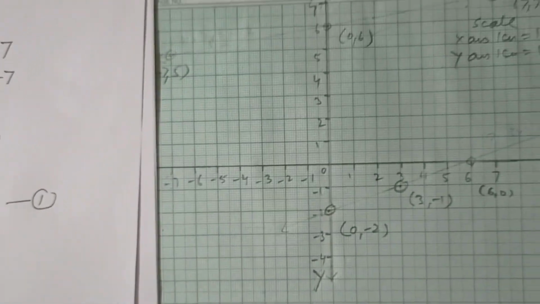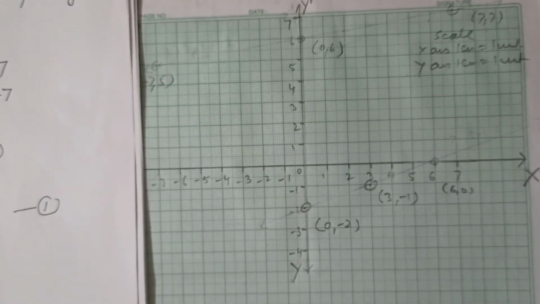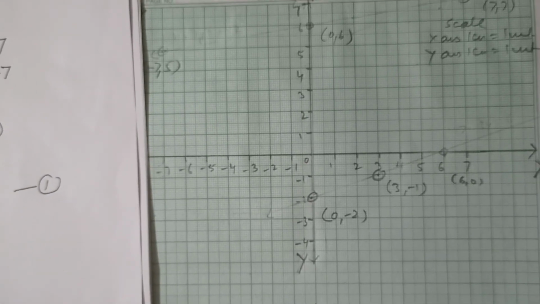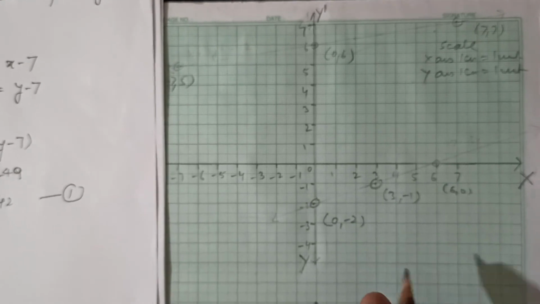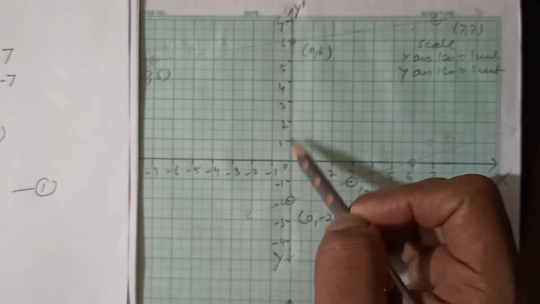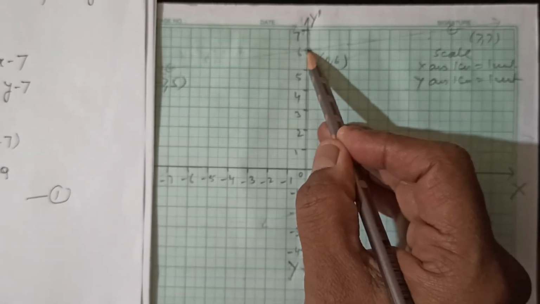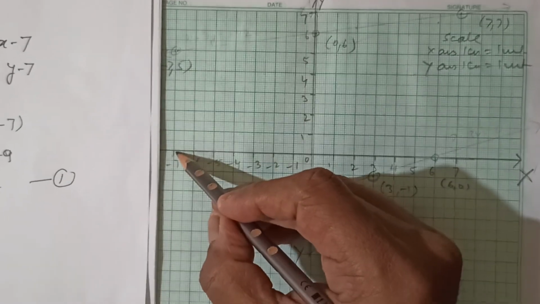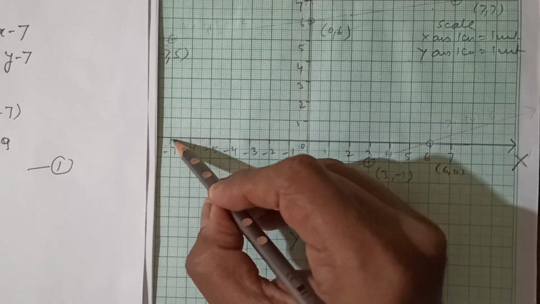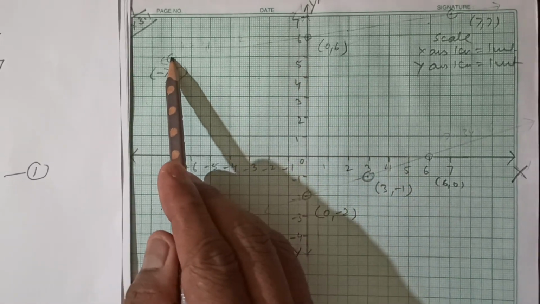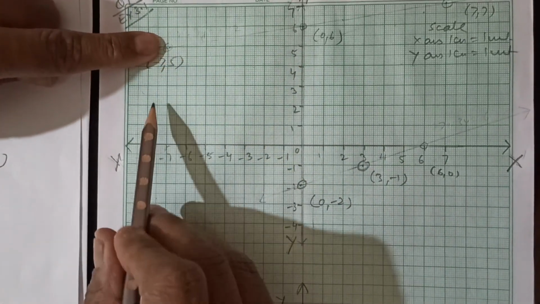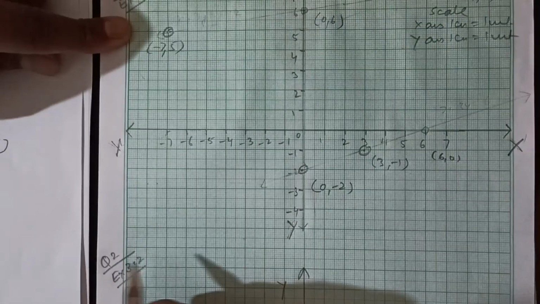The first value is 0, 6. This is x-axis, this is y-axis. So we take first value, x is 0, y is 6. This is the first value. Second value, minus 7, 5. X is minus 7, y is 5. We bring it down. This comes over here. So this point is minus 7, 5.